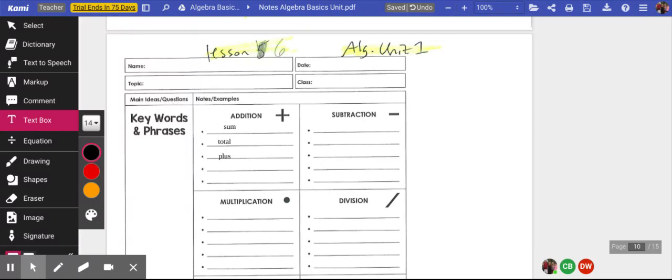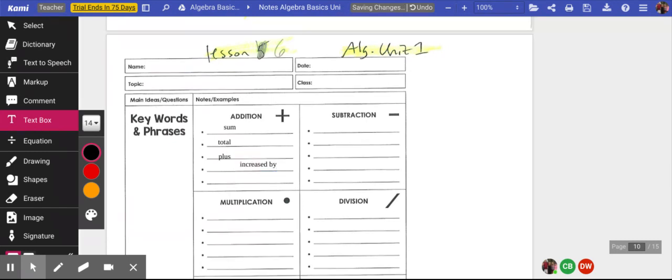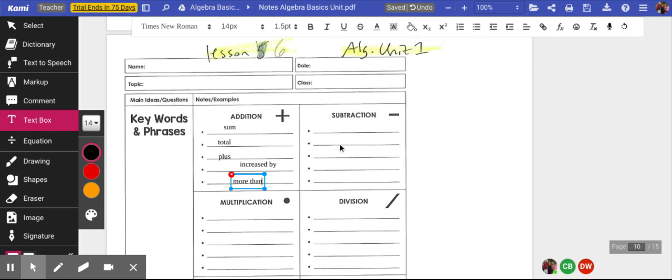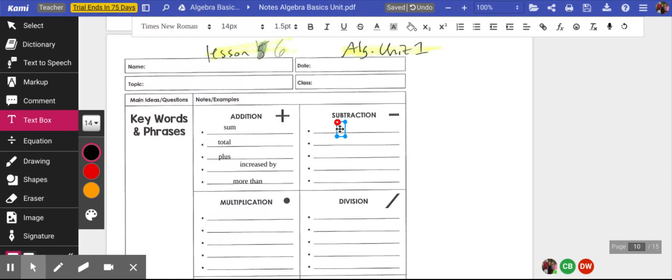We also have plus. And then we have increased by. We have more than. Where did it go? Having technical difficulties tonight. Okay, and if you can think of any more that you know, write them down.